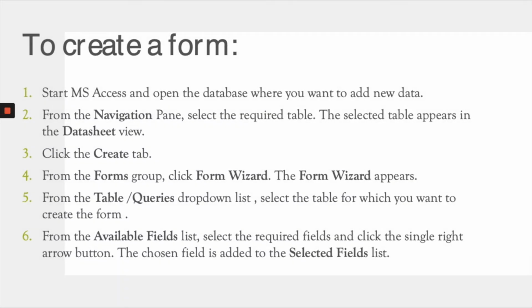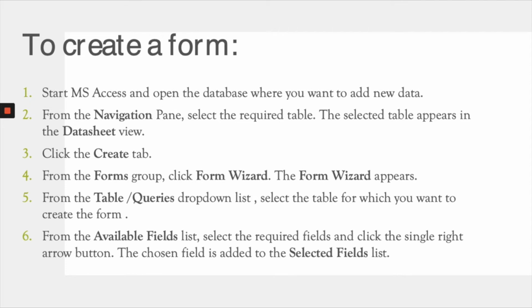To create a form. How do you create a form? It's a lengthy process. It is being explained in 2 slides. Start MS Access and open the database where you want to add new data. You have to first open the database that you want to work on. From the navigation pane, select the required table. The selected table appears in the datasheet view.